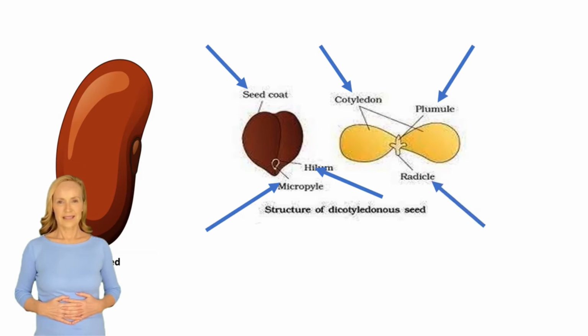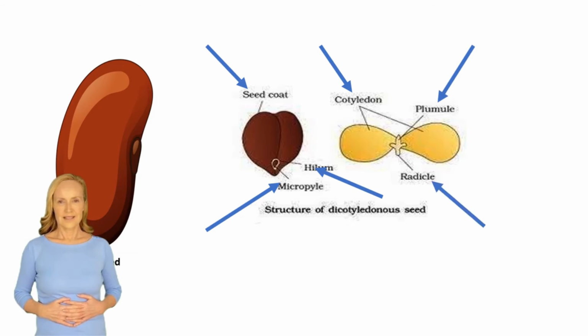Within the seed coat is the embryo consisting of an embryonal axis and two cotyledons. The cotyledons are often fleshy and full of reserve food materials. At the two ends of the embryonal axis are present the radicle and the plumule.